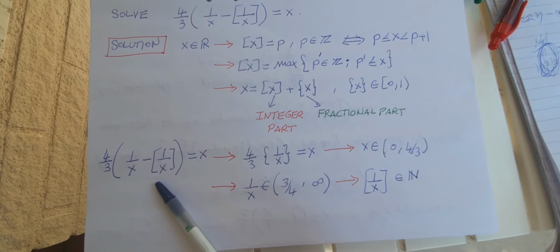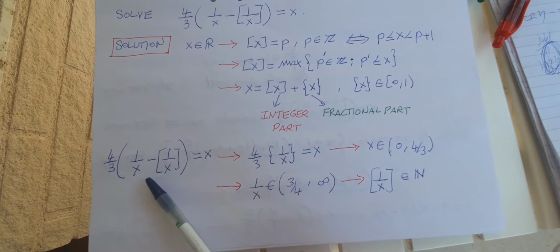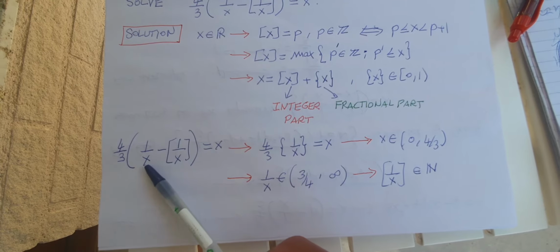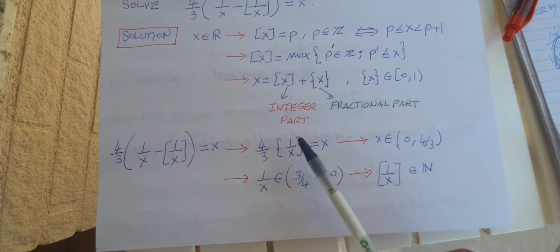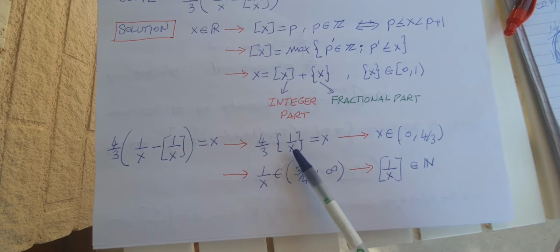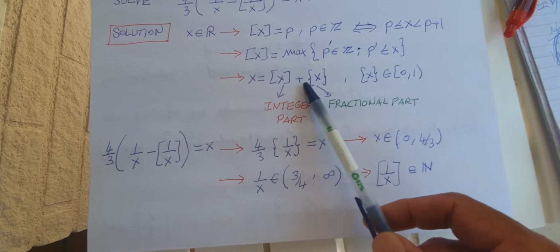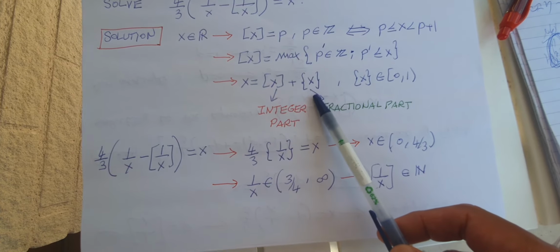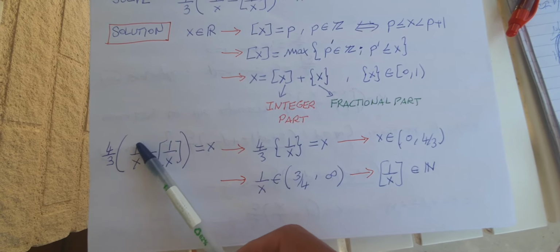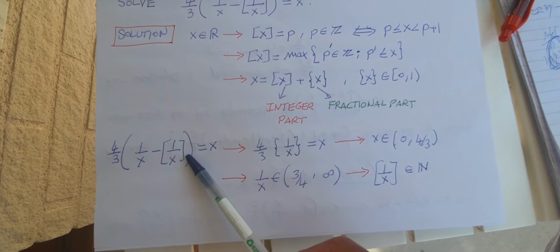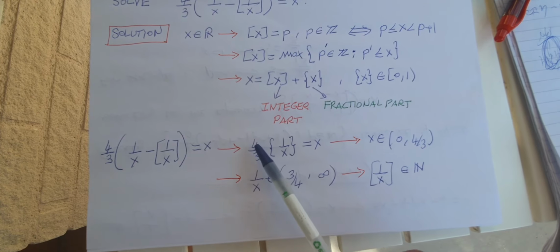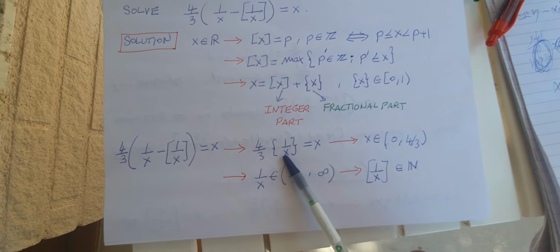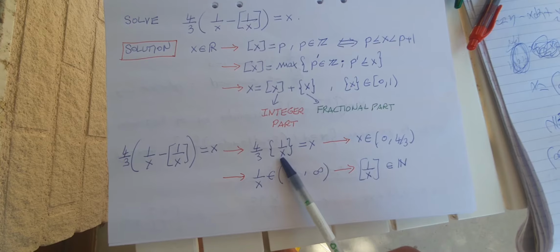If we start now with this equation, we notice that the term between the parentheses is nothing but the fractional part of 1 over x. So x minus its integer part is always equal to its fractional part, and the same applies here: 1 over x minus its integer part is equal to its fractional part. So we get this equation.